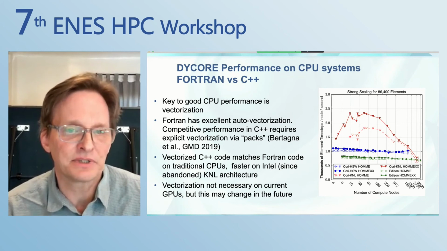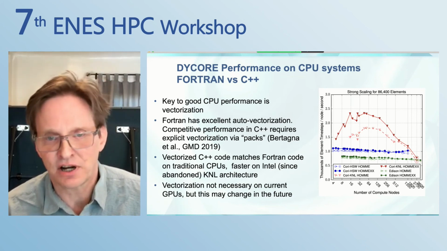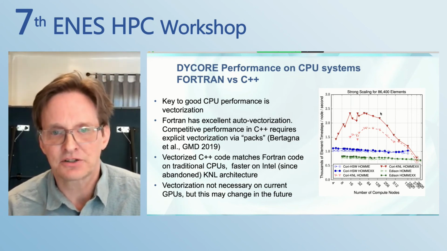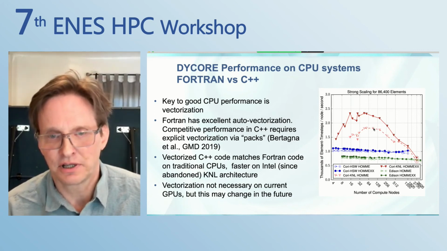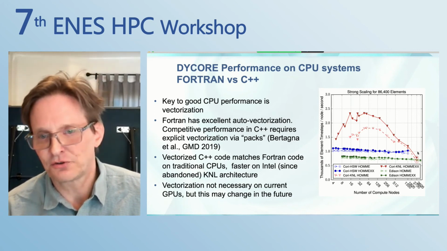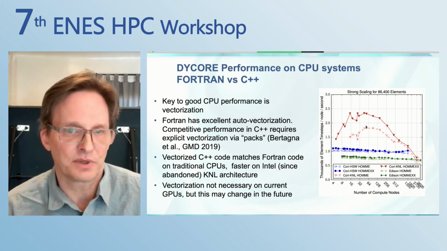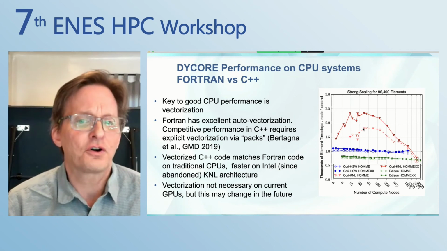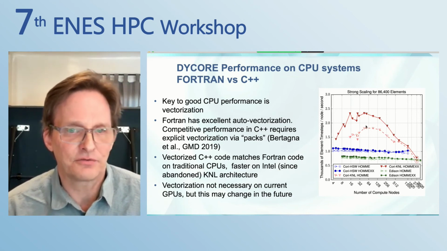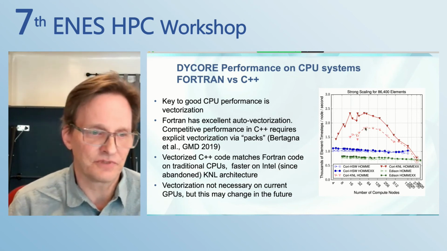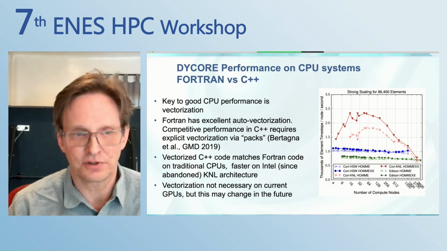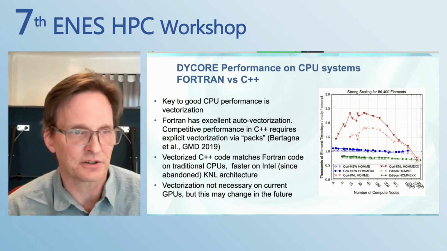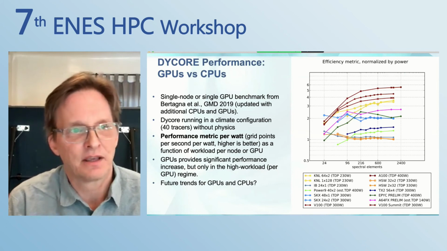And on KNL, because of this attention to vectorization, our C++ code actually outperforms the Fortran code except when you strong scale out to very thin workloads. But in the high workload, a lot of grid points per node, Fortran could certainly be competitive here if we put the attention to vectorization, started doing a little explicit vectorization in the Fortran code as well.